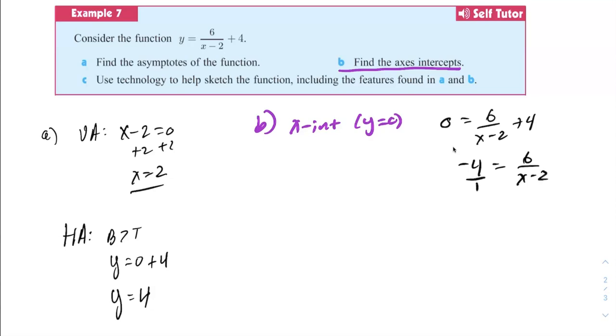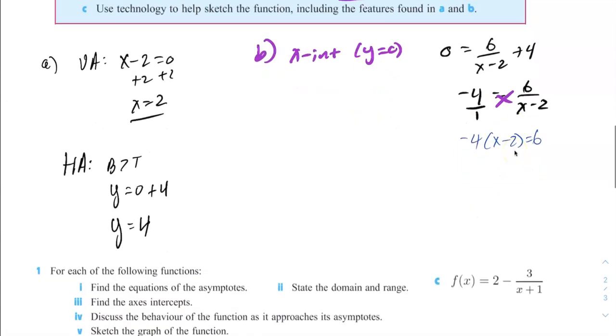Put over 1. I'll probably cross multiply here. And get negative 4 times x minus 2 equals 6. Right? So multiply these two, multiply those two. Distribute. Negative 4x plus 8 equals 6. Do a little math. Negative 4x equals negative 2, subtracting 8 from both sides. Negative 2 divided by negative 4. x equals 1/2. So (1/2, 0) is my x-intercept.